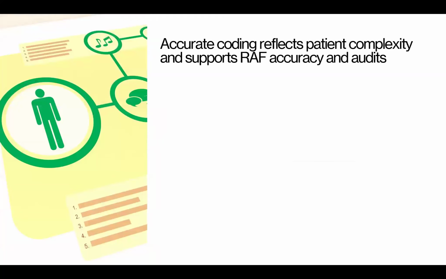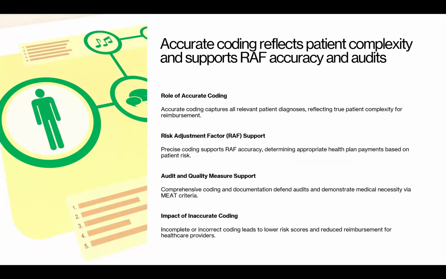So again, we want accurate coding because we want to capture all the relevant diagnoses that reflect how sick the patient truly is. So we get an accurate risk adjusted factor, also known as risk score, right? And then this comprehensive coding and documentation is useful in defense audits, demonstrates medical necessity using the MEAT criteria we talked about. Inaccurate coding, on the other hand, will lower the risk score, will reduce reimbursement for healthcare providers and the health plans.